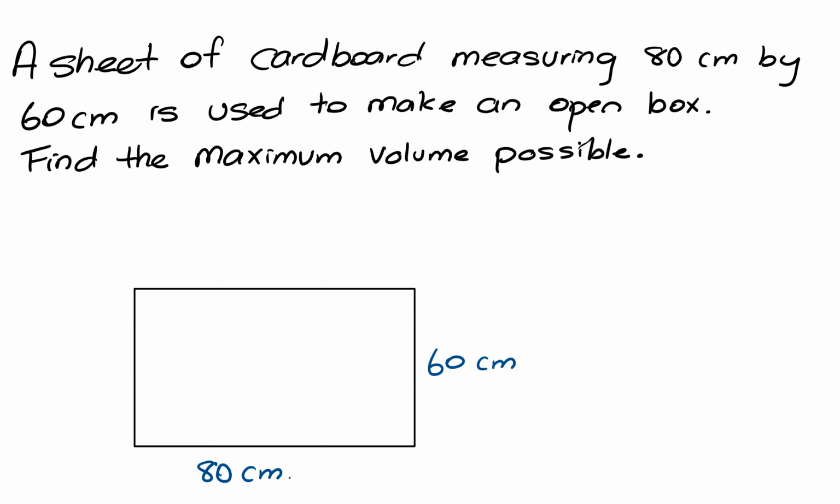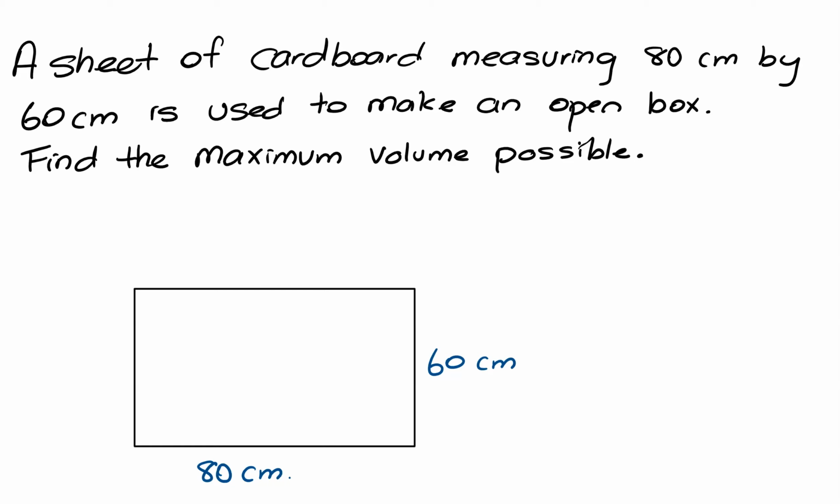So we're going to look at another optimization problem, and we're going to use this example, and I'll go over what we're going to do on this example. So we've got a sheet of cardboard measuring 80 centimeters by 60 centimeters, and it is used to make an open box. So we're trying to find the maximum volume possible using this cardboard sheet. So we're trying to make a box, an open box.